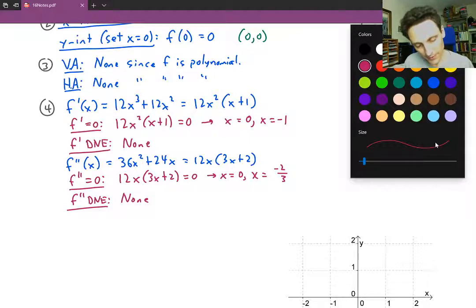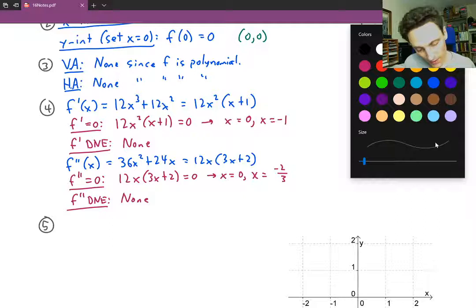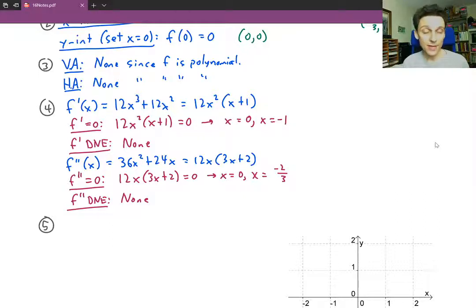Now what we're going to do in the fifth step is our sign analysis. We're going to take all of the x values where either the first derivative or the second derivative was 0 or DNE and throw them all together on a number line. So there were three x values: x equals 0, x equals -1, and x equals negative 2/3. X equals 0 was duplicated, but we're just going to look at it once.